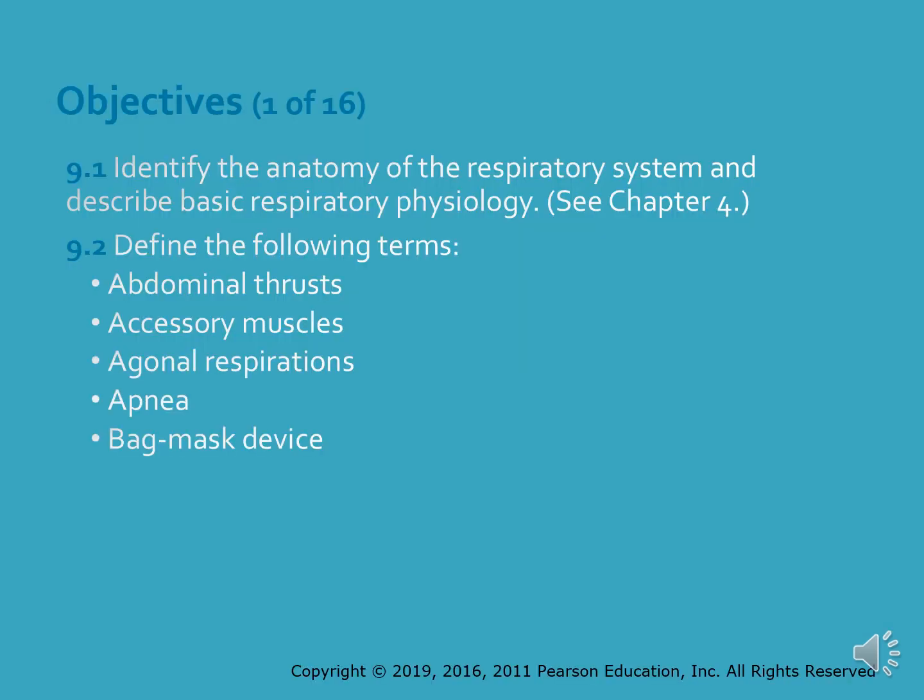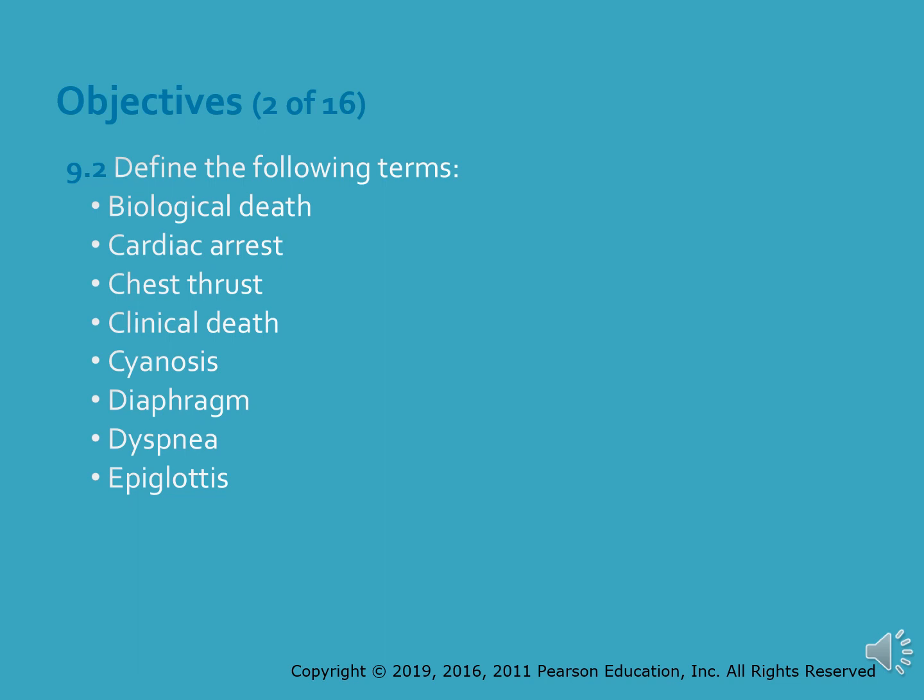The objectives that we're going to talk about are identifying the anatomy of the respiratory system and describing the basic respiratory physiology. We're also going to define the following terms: abdominal thrusts, accessory muscles, agonal respirations, apnea, bag mask device, biological death, cardiac arrest, chest thrust, clinical death, cyanosis, diaphragm, dyspnea, epiglottitis.